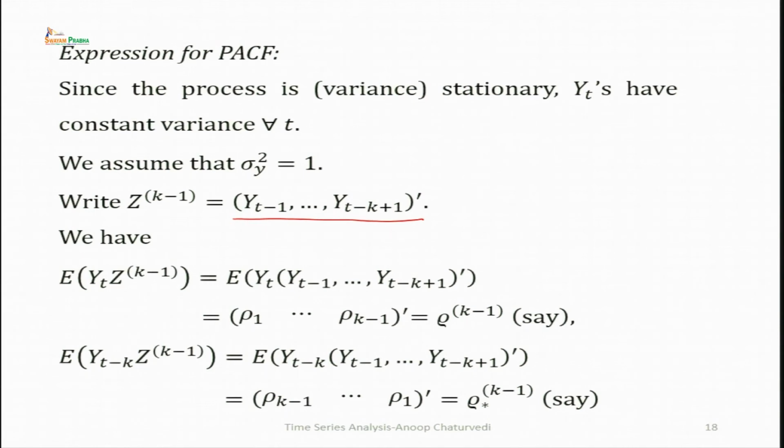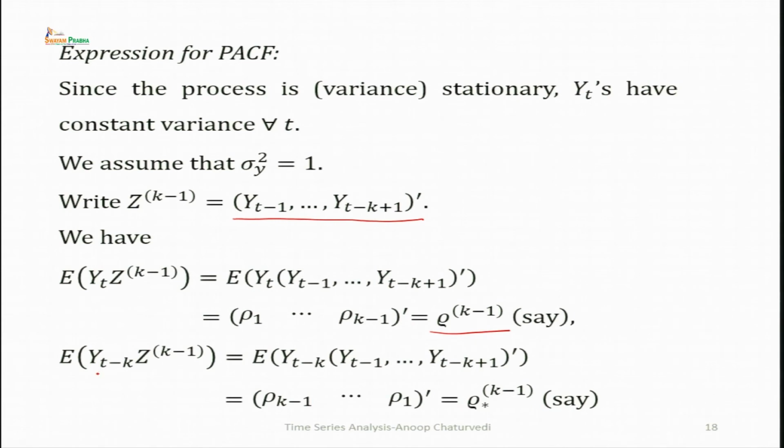Then we have the expectation of y_t z_{k-1}, where we write the value of z_{k-1}. We have assumed that the mean is 0 and variance is 1. So the expectation of y_{t-1} is rho_1, the expectation of y_{t-2} is rho_2, and so on. The expectation of y_{t-k+1} is rho_{k-1}, and then we take the transpose of this, and we write it equal to rho_{k-1}, this vector.